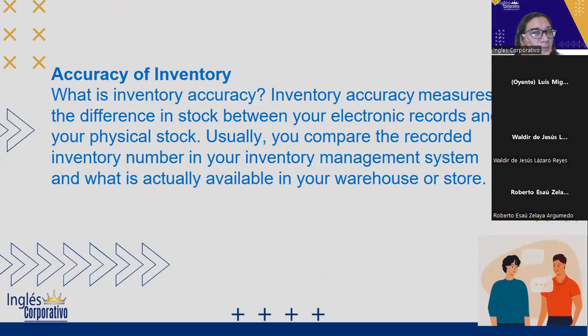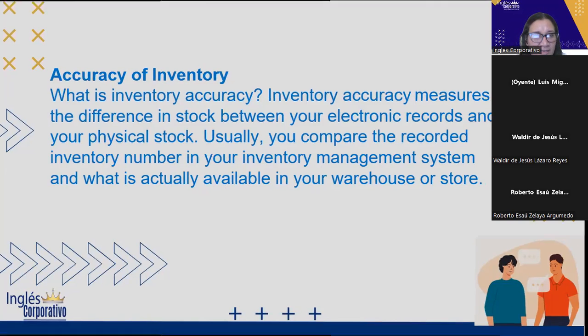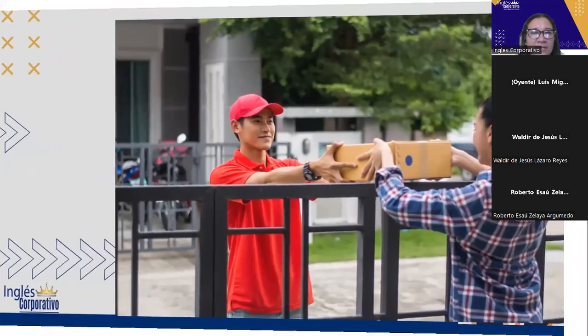So usually you compare the recorded inventory number in your inventory management system and what is actually available in your warehouse or a store. Sometimes the concepts are probably not that clear or not that obvious because we're not in the area, but if we find a definition like this, definitely we get a better idea.